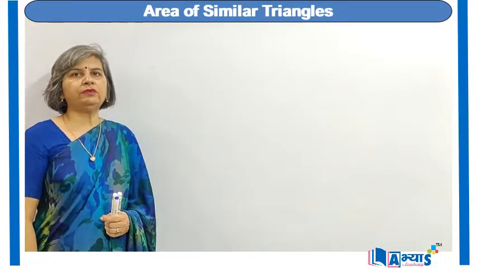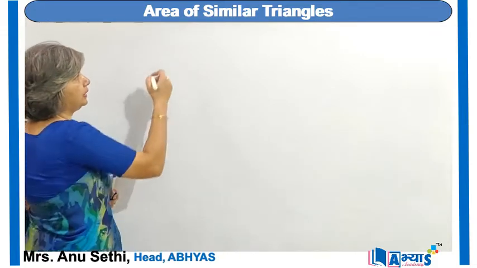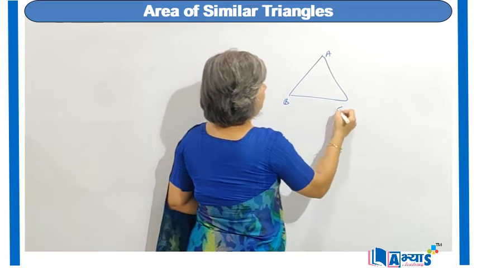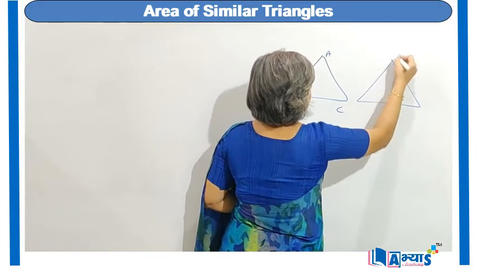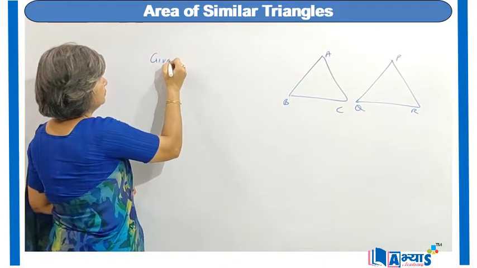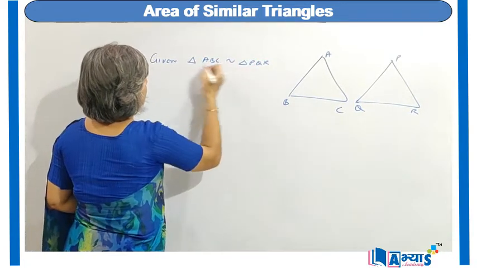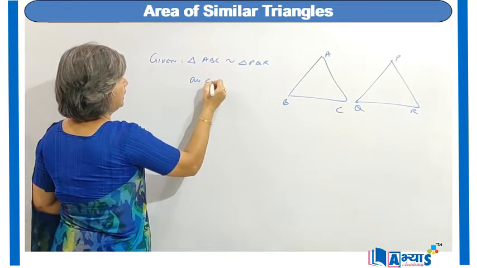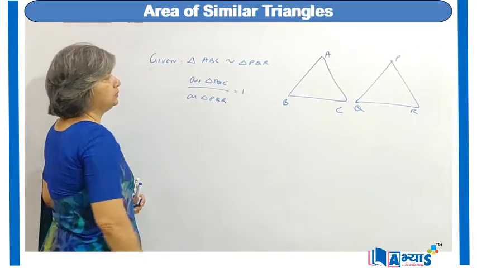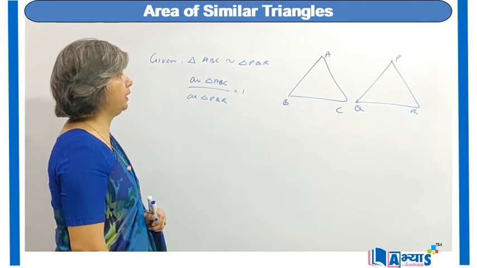We are given that the area of two similar triangles is equal and we have to prove that the two triangles are congruent. Let us take two triangles ABC and PQR. Let ABC be a triangle and PQR be the other triangle. And we are given that triangle ABC is similar to triangle PQR, and further area of triangle ABC upon area of triangle PQR is equal to 1. Because the areas of the two triangles are equal, the ratio of the areas will be equal to 1.